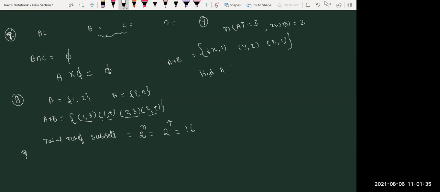A is x, y, z and B is 1, 2. Very good. A is x, y, z. B is 1, 2. That's the answer, right? A cross B is valid or not? Yes, sir.